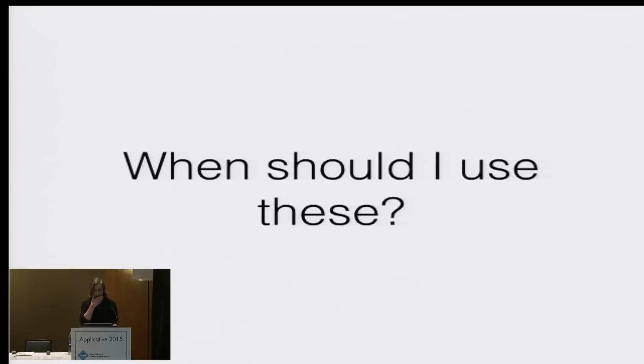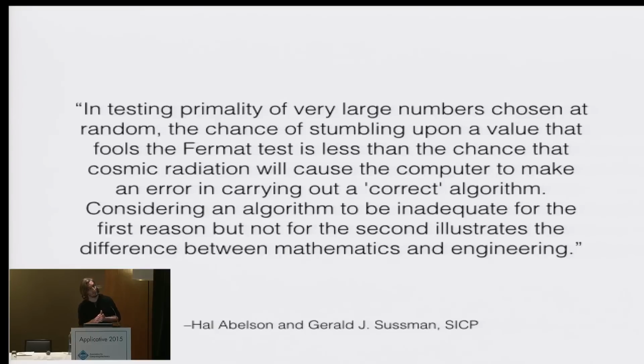I've worked with engineers in the past, including myself a long time ago, who have been hesitant to use algorithms that might not give the correct answer. So I'd like to quickly address the question of when it's appropriate to use probabilistic algorithms. I don't normally read my own slides, but I think this one is worth it. In testing the primality of very large numbers chosen at random, the chance of stumbling upon a value that fools the Fermat test is less than the chance that cosmic radiation will cause the computer to make an error in carrying out a correct algorithm.